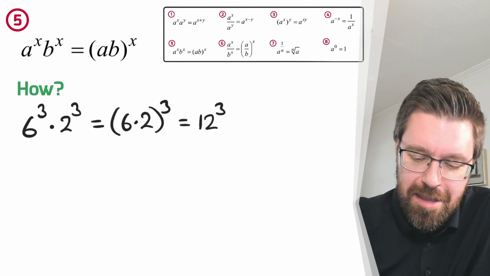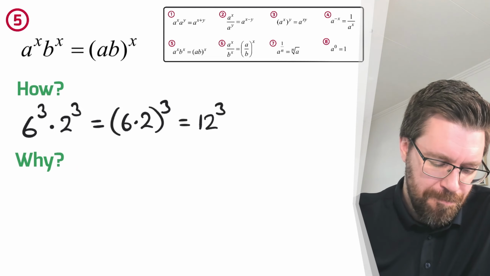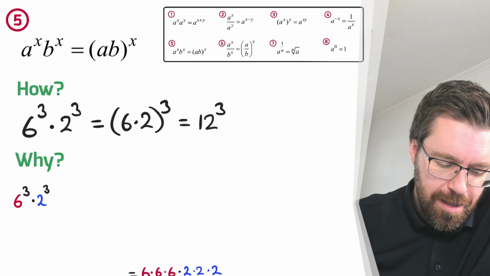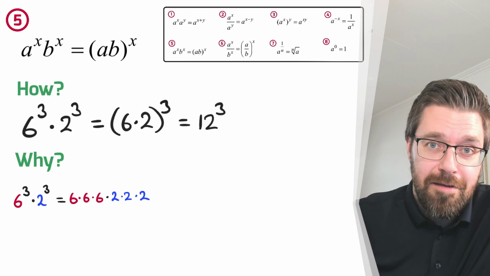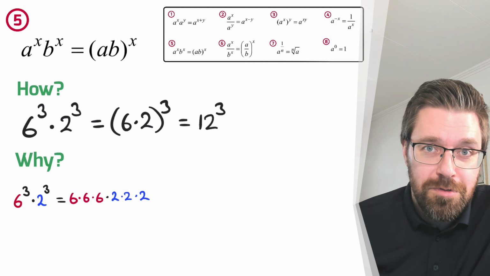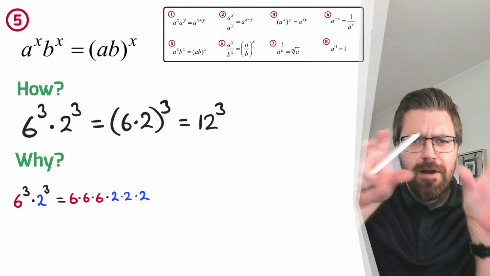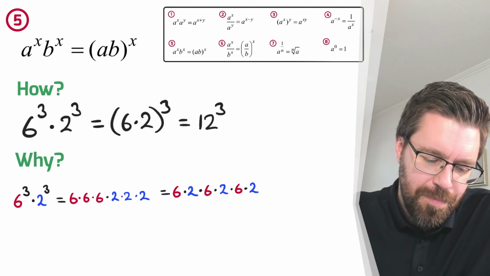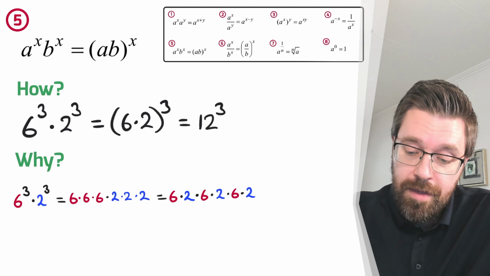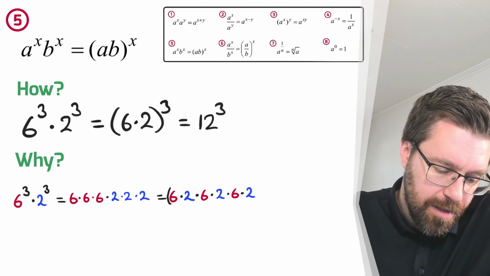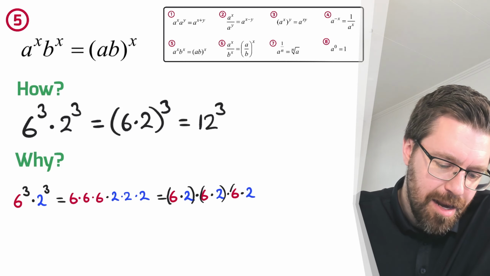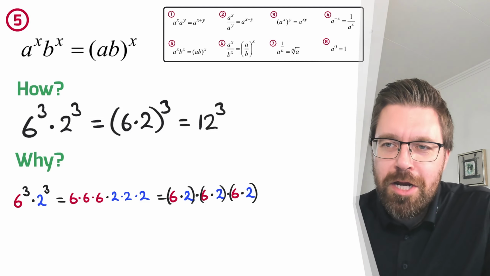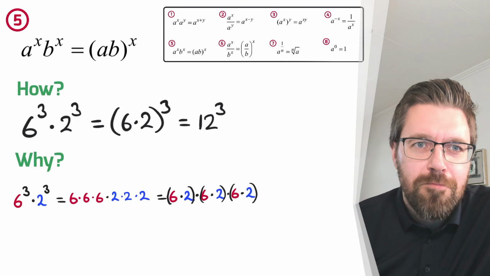And why is it working? So I write it like this: the 3 sixes we can write as 6 times 6 times 6, and then the 3 twos as 2 times 2 times 2, and then we shuffle them around and pair them like this. So 6 times 2 is 1 factor, and then 6 times 2, and then 6 times 2. It is the same no matter which order you place the numbers in. The product will be the same.